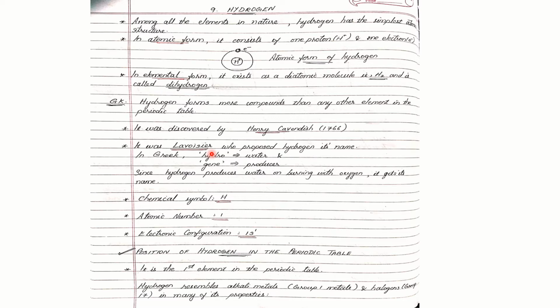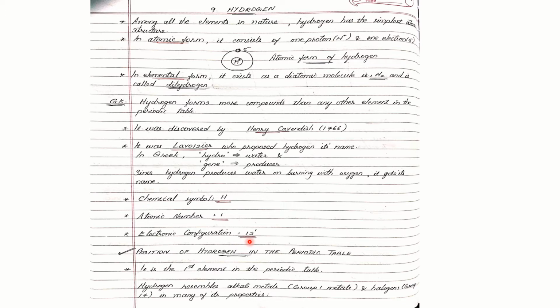Why? Because hydrogen produced water on burning with oxygen. For this reason, he gave hydrogen its name. This is based on two Greek words, hydro and gene. Hydro stands for water and gene stands for producer. Now, the chemical symbol of hydrogen is H. Its atomic number is 1 and we know its electronic configuration is 1s1.